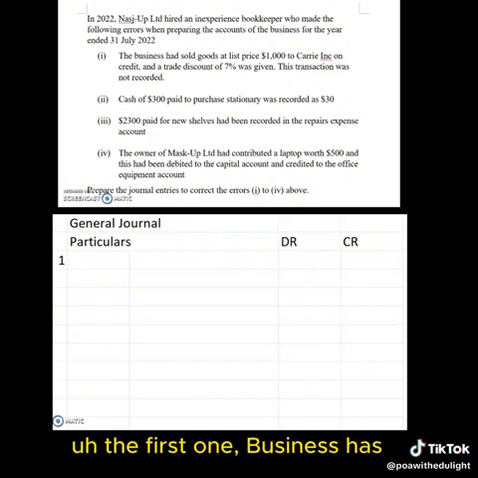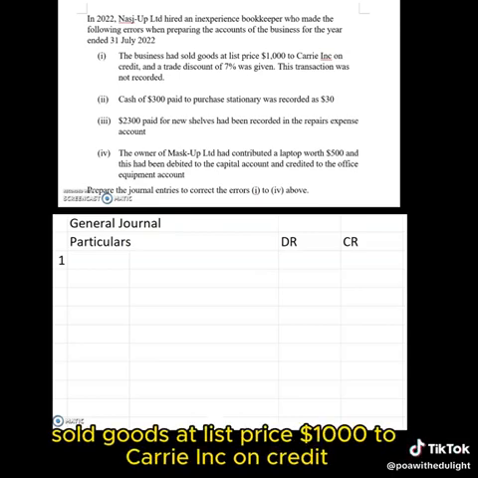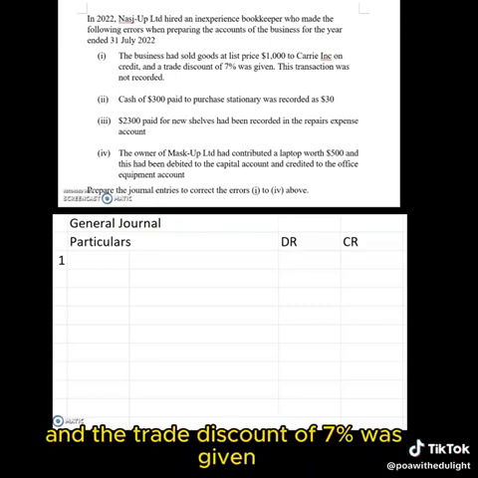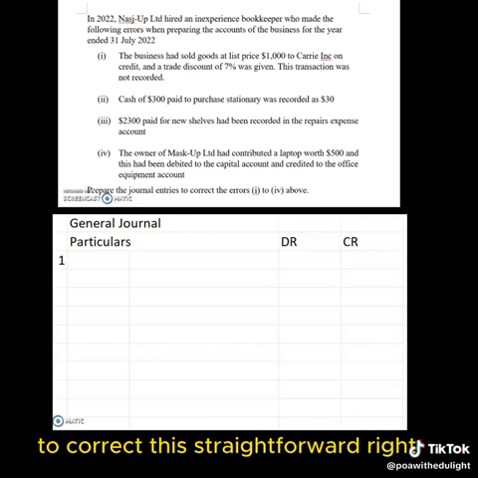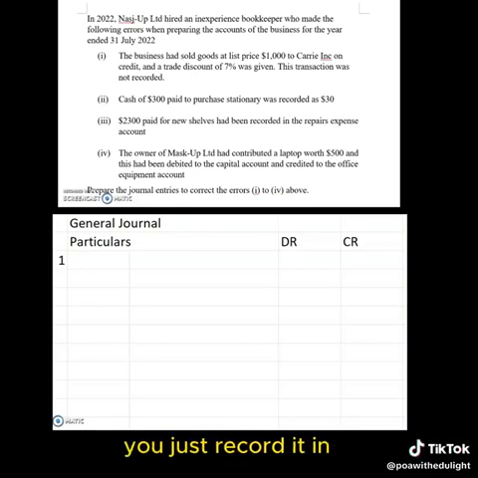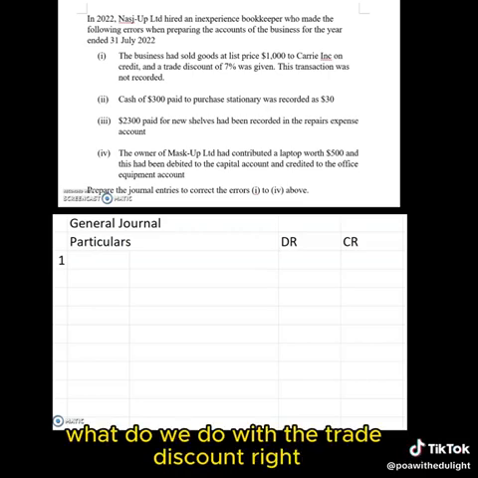Now, the first one: the business had sold goods at list price $1,000 to Carrie on credit and a trade discount of 7% was given. This transaction was not recorded. To correct this is straightforward: transaction not recorded, you just record it in. So the question would be, what do we do with the trade discount?